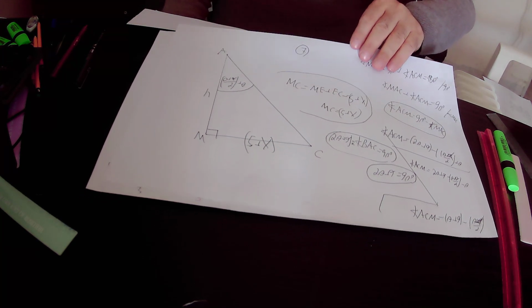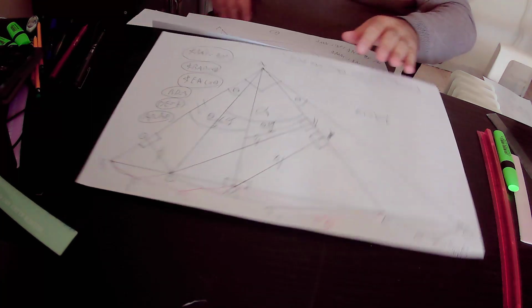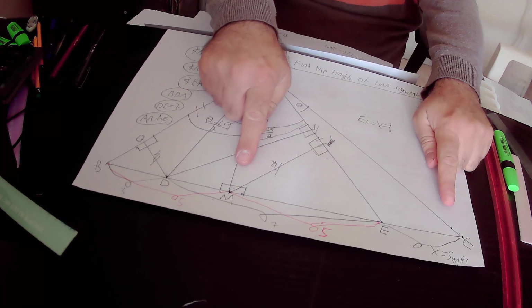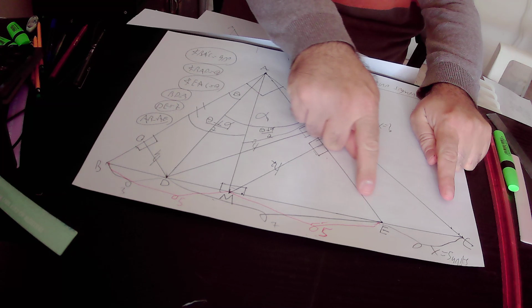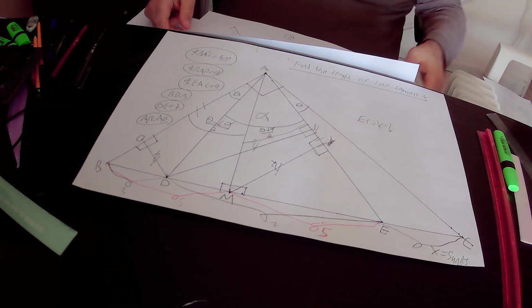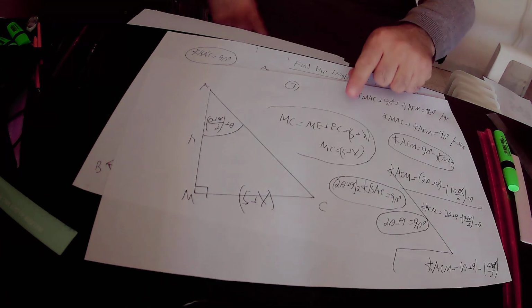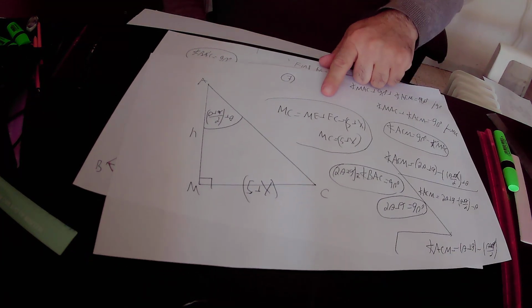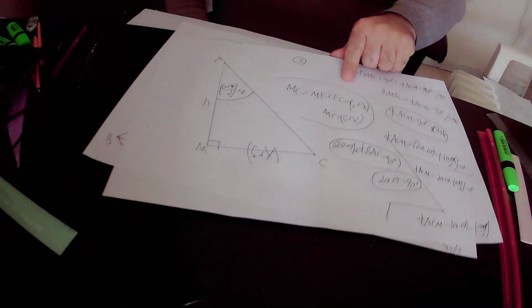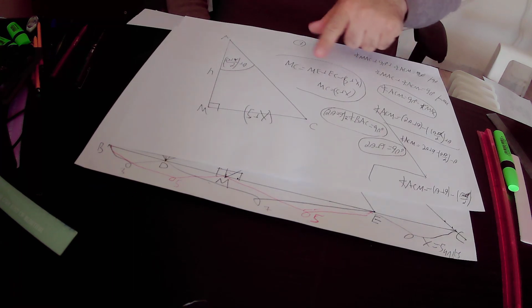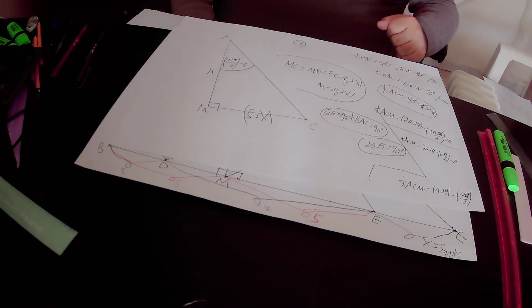And what is the value of MC? It is very easy to see from the drawing that MC equals ME plus EC. But ME equals 5 units, and EC equals X, so in conclusion, we found out that MC equals 5 plus X.